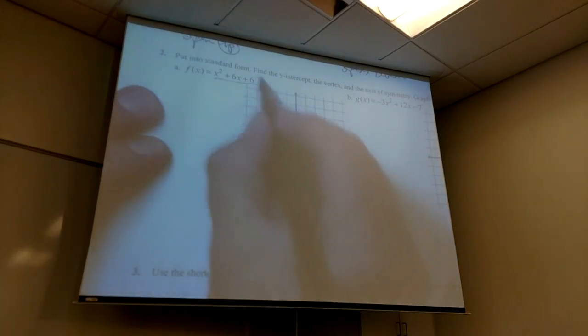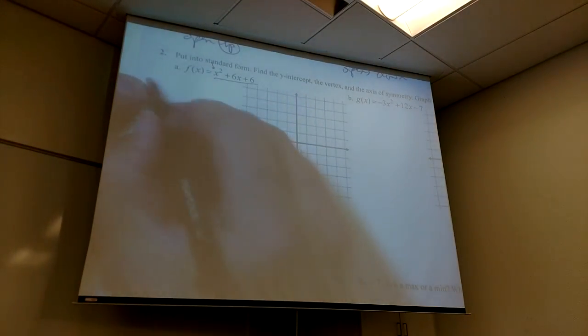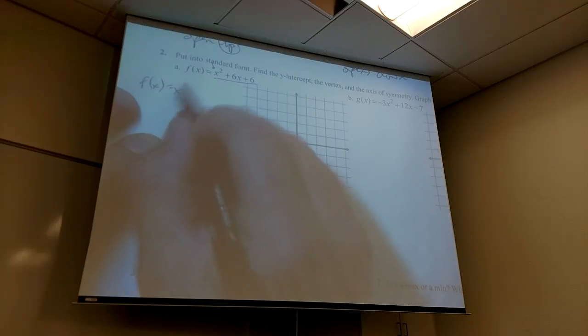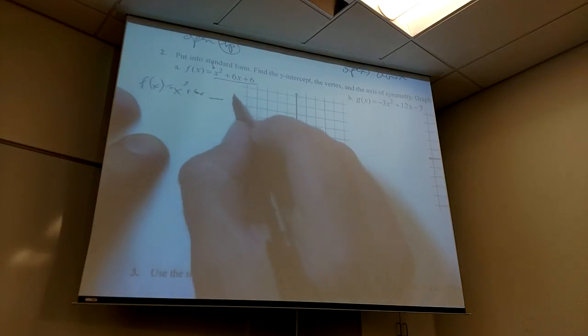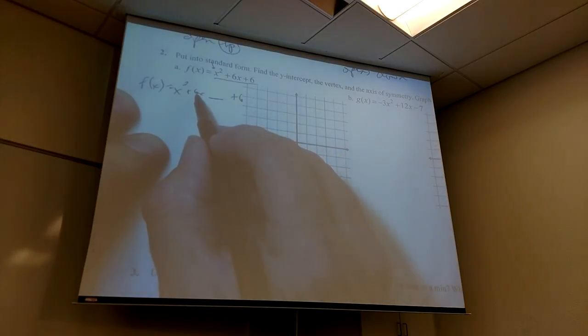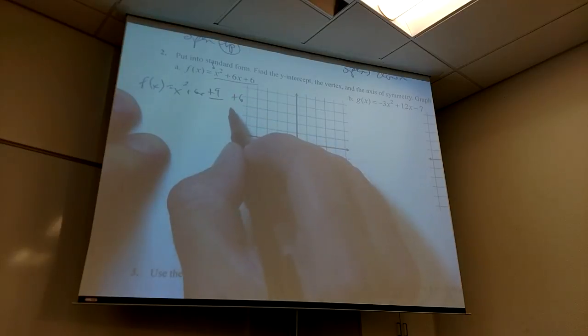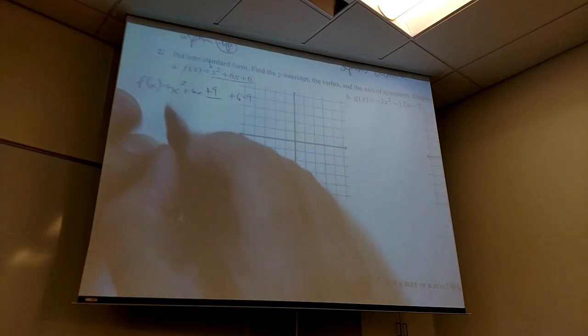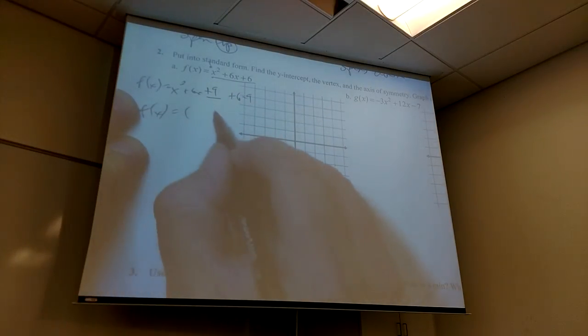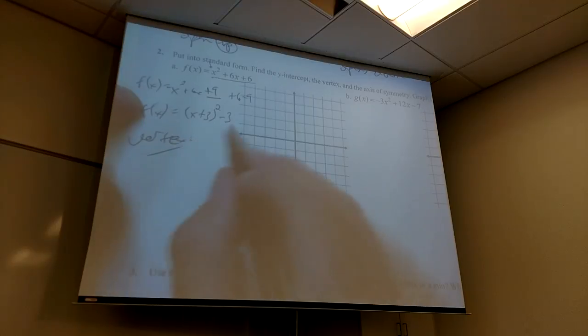Now this guy is nice because it has a 1 out front, so it should be a little easier. So I get x squared plus 6x, leave some room, plus 9. Half of 6 is 3, squared is 9. So if you put plus 9 there, put minus 9 on the outside. So you end up with f of x equals (x plus 3) squared minus 3. Good. So the vertex is negative 3, negative 3.